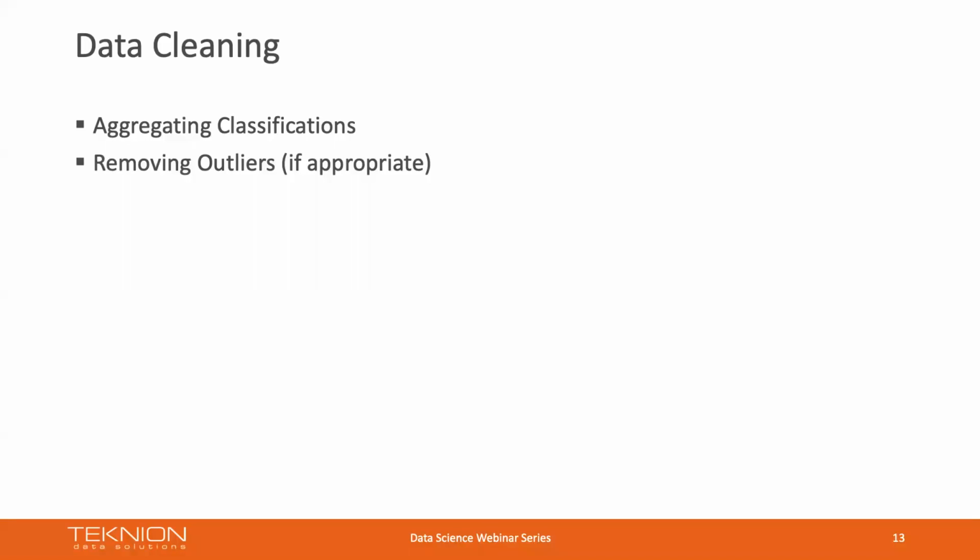And then the second is we'd remove outliers if appropriate. Okay, so if it did make sense to remove an outlier, we always want to ask the question, why is an outlier there? But we may want to remove that outlier.